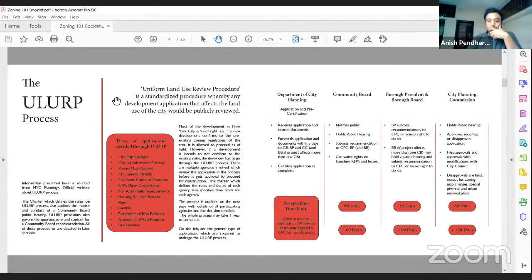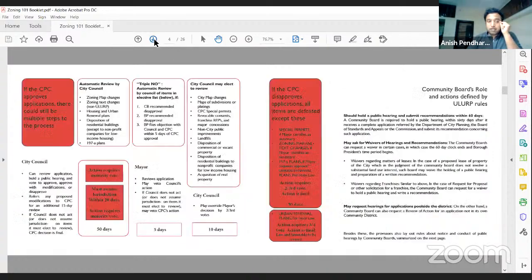Then an introduction to the ULURP process. What is the timeline of the process? What applications are decided through the review process? And then the decision timeline: which departments a ULURP application goes through, what their actions are, and if they approve or reject it, what happens next. So if the CPC approves applications, and if the CPC disapproves applications.